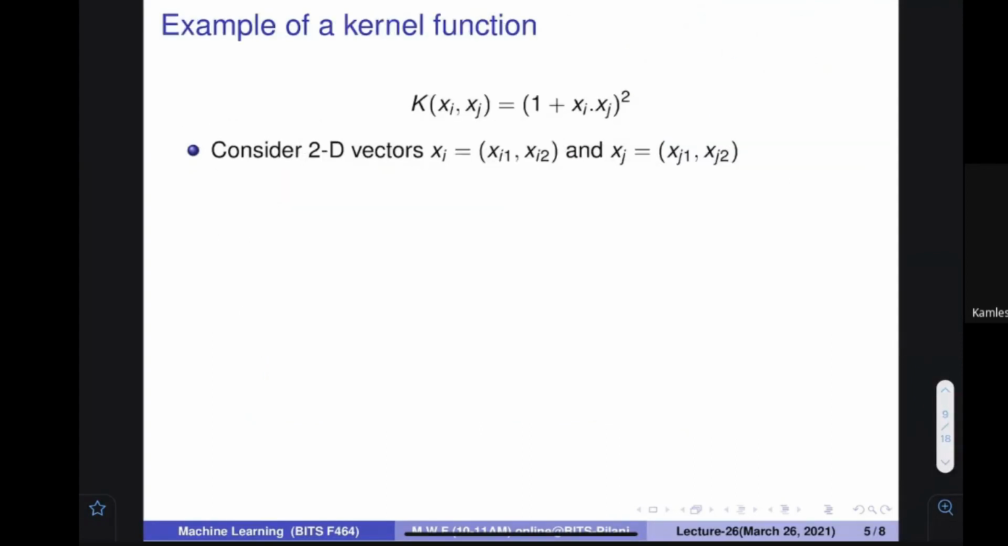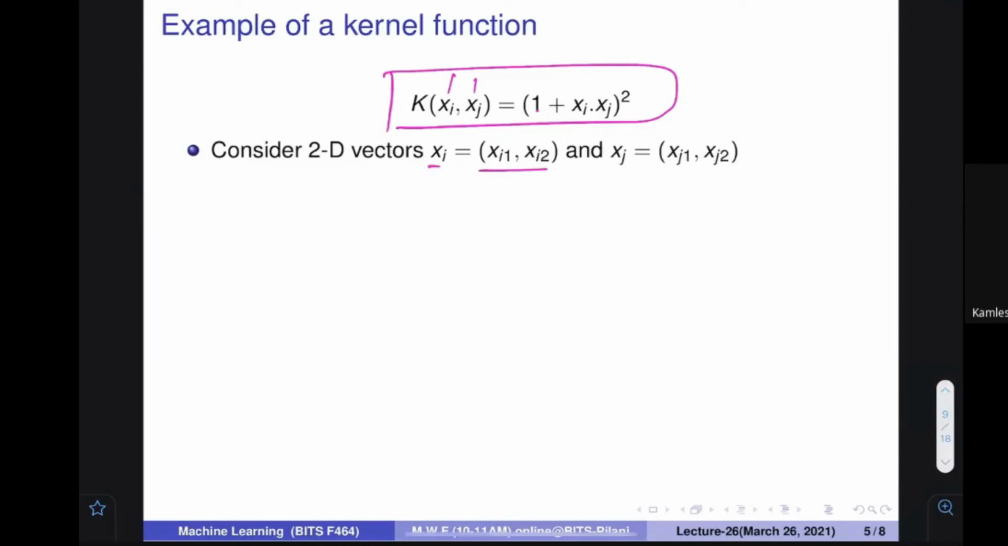We need to project the data into the high dimensional space. Why? Because it would better represent the data. Let me give you an example. Let's assume that this function is written in this form: f of xi xj is equal to (1 plus xi xj) square.